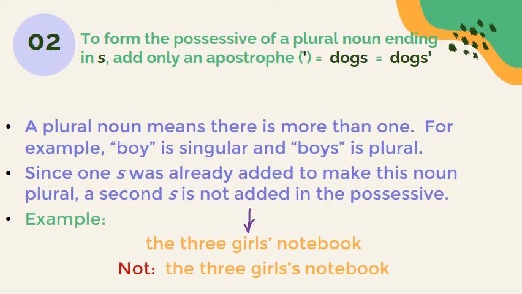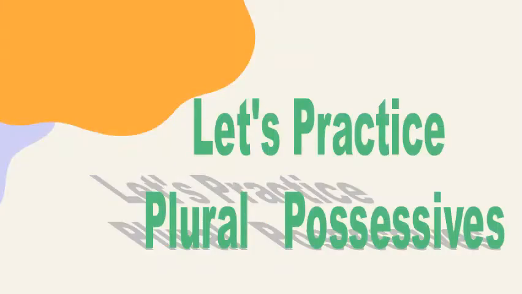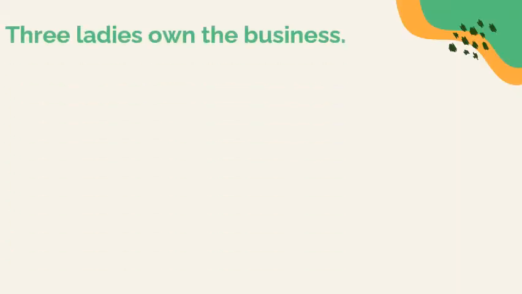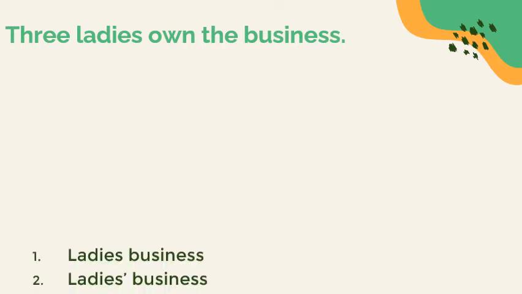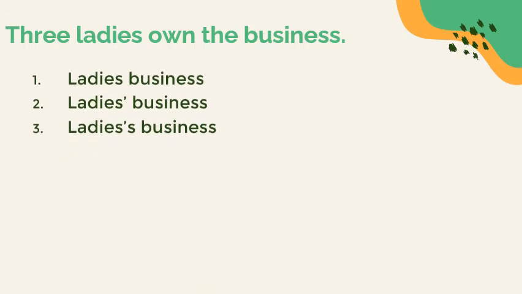So we do not say, as I said, we do not say the girls' notebook. Let's do some practice using plural possessives. Three ladies own the business. Means the business of the ladies. So how do I put it in possessive? Ladies' business. So do I put it without possessive? Of course no. It shouldn't be without apostrophe because I have ownership.